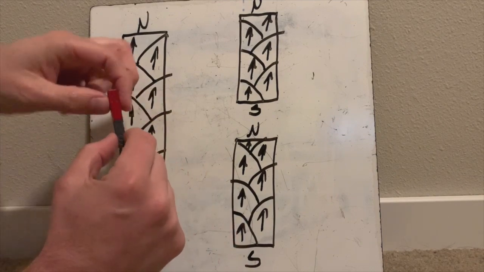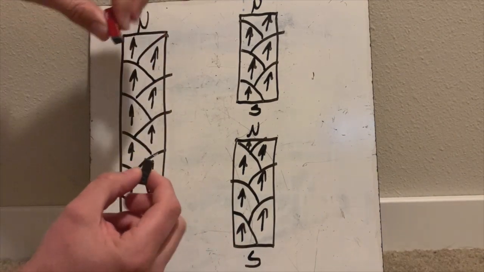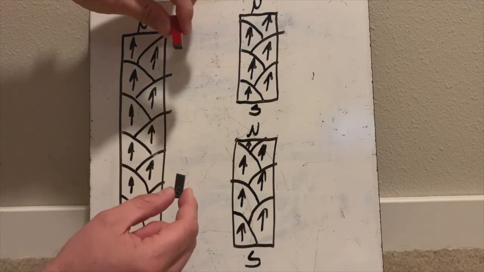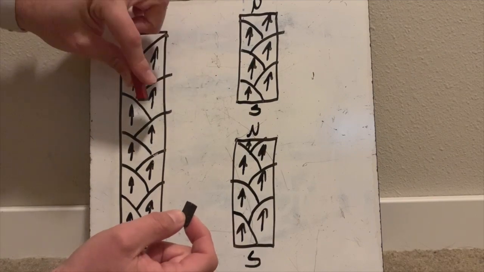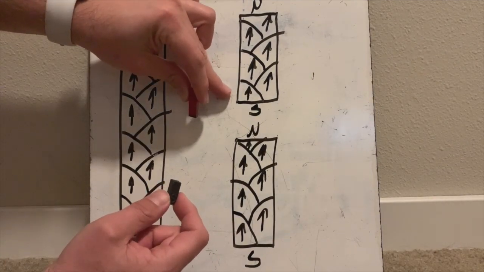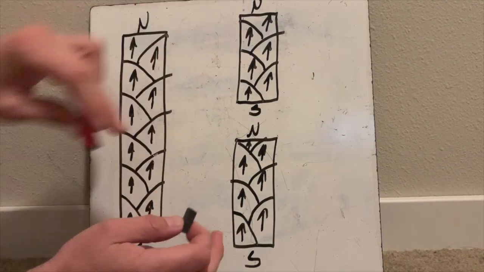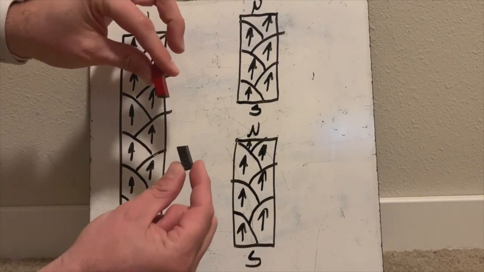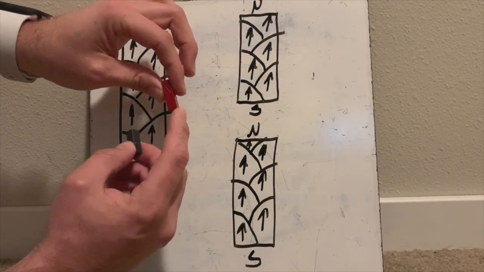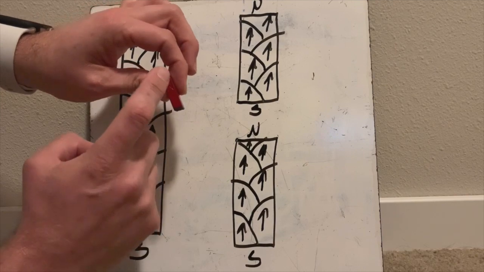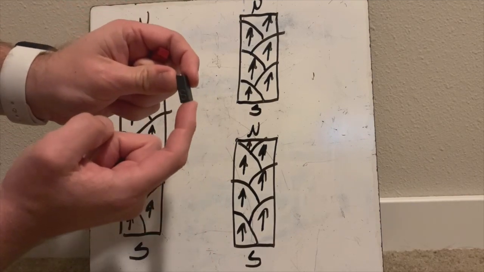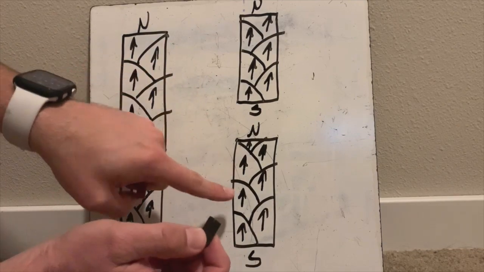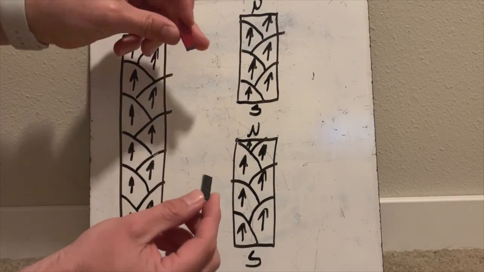But if we were to split this magnet in half, all that happens is we broke it in half here, and now this part, the magnetic domains are still aligned, and this part down here, they're still aligned. So this is the South Pole of this magnet, and now this is the North Pole of this magnet. On this magnet here, this is the South Pole, and this is the North Pole, because that's where all the magnetic domains are pointing.